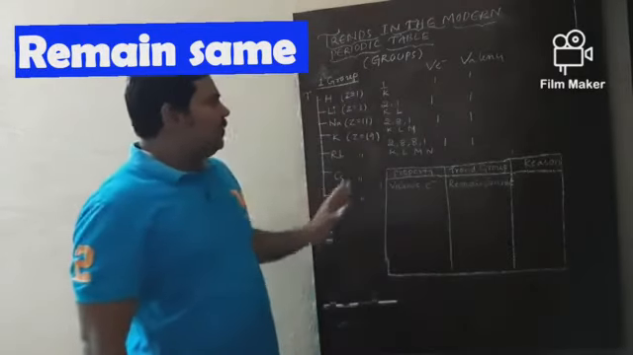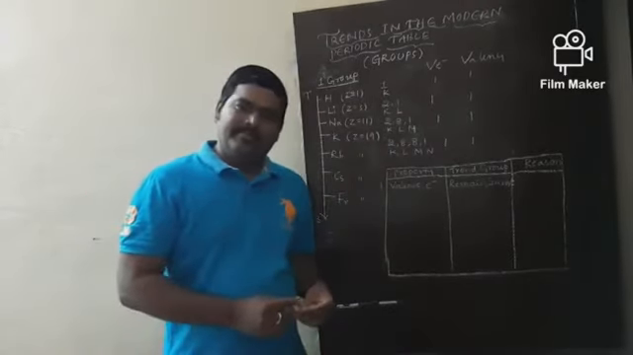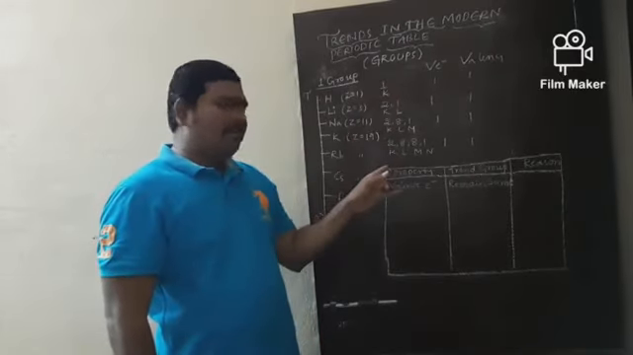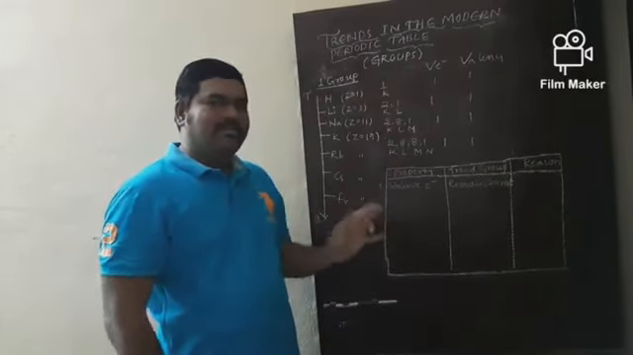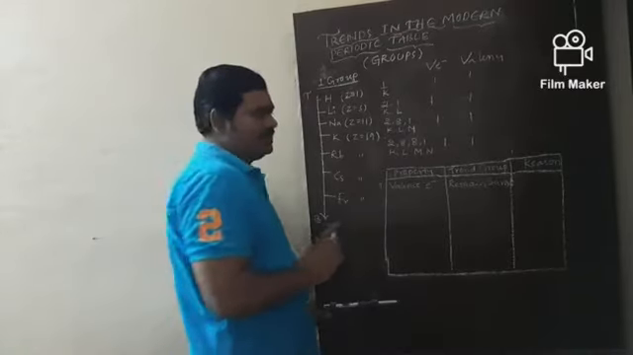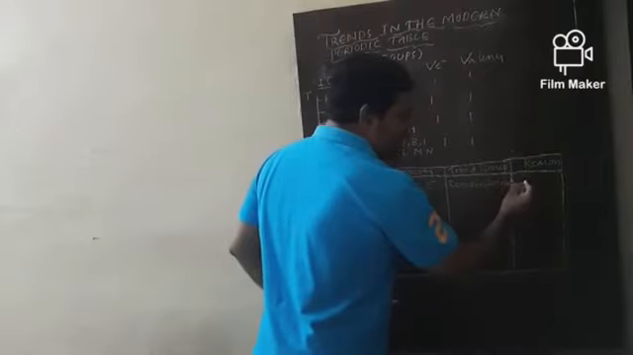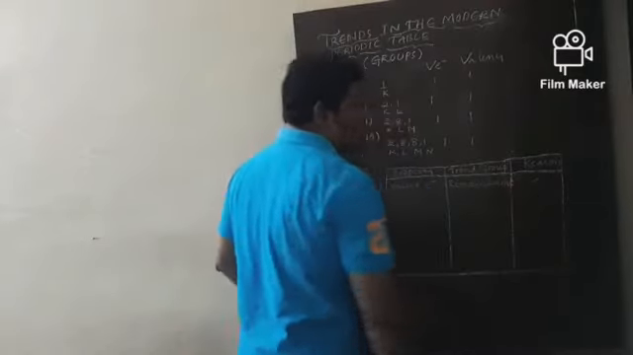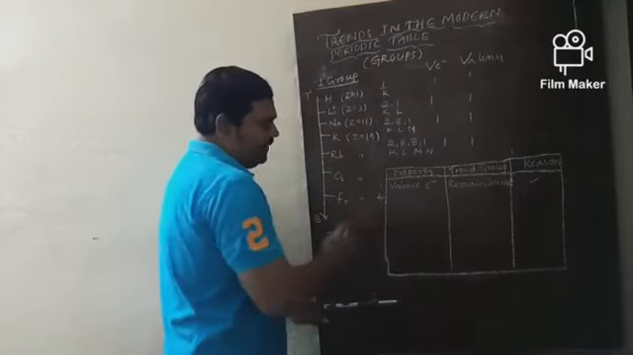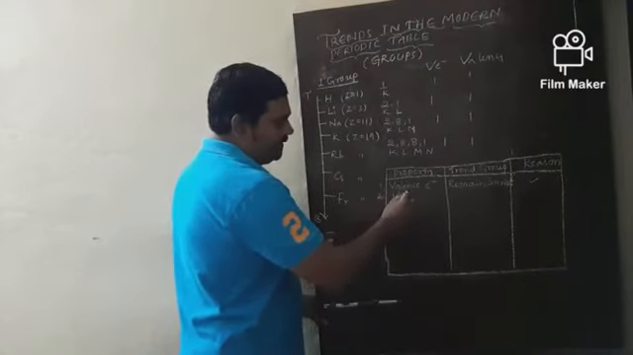So what is the reason why valence electrons are same? Because the outermost shell of all the elements consists of 1 valence electron. Okay, so this is the reason for that. And now coming to the second atomic property. What is that? Valency.